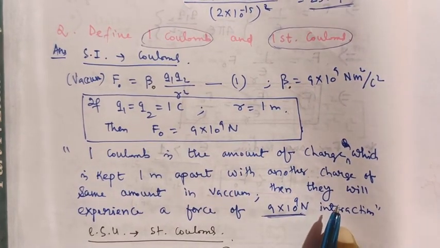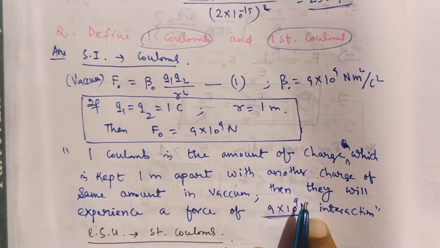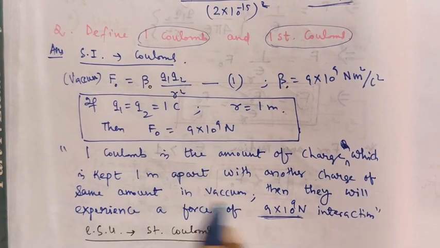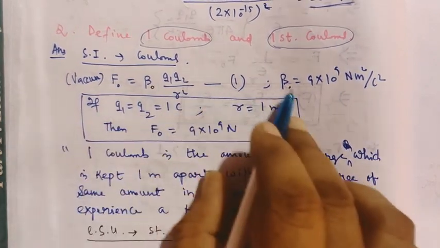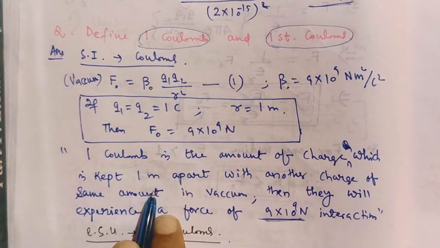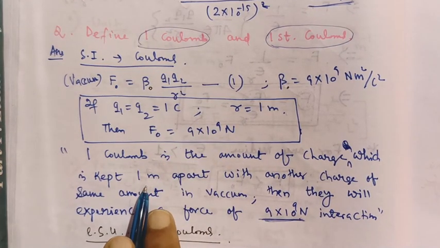Interaction may be attractive or repulsive. In the exam, if you are asked what is 1 Coulomb, you will get the credit if you write this language. Here we have just taken some mathematics for our simplicity. If you only write the language, then you will get the full credit, no matter.